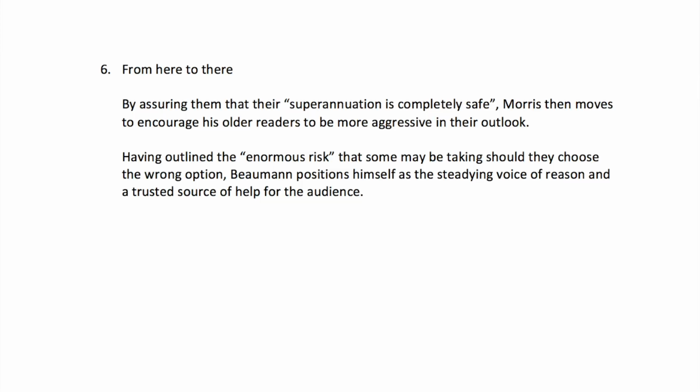The second example we have there, having outlined the enormous risk that some may be taking should they choose the wrong option, Bowman positions himself as the steadying voice of reason and a trusted source of help for the audience. And so you'll see how the language use allows us to write this more in-depth and sophisticated analysis. When we have words like by assuring them or having outlined the enormous risk, it's a strategy and a trick that you can get used to in your own writing that'll lead you to be really analytical, really insightful, and really clear and succinct in the way in which you analyze.